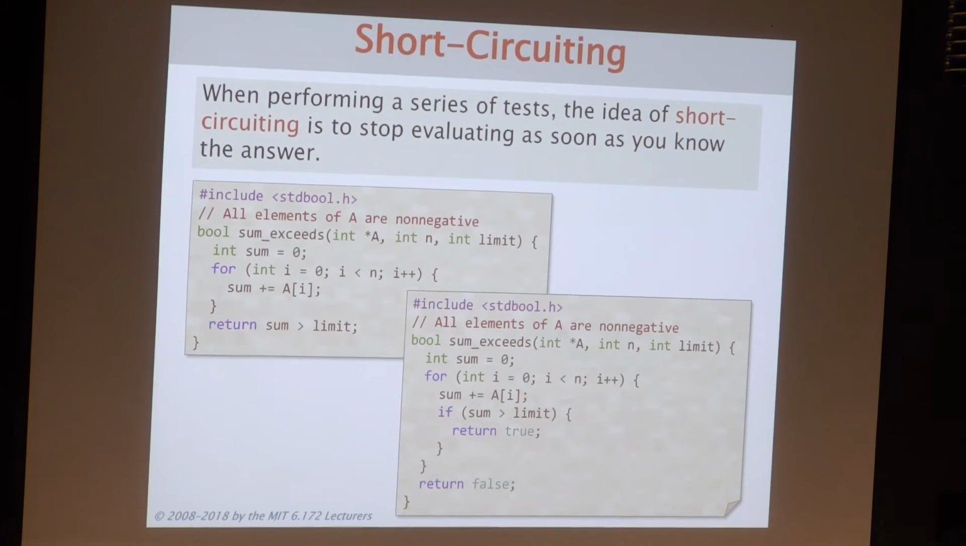But there's actually a better way to do this. The idea here is that once you know the partial sum exceeds the limit that you're testing against, then you can just return true. Because at that point, you know that the sum of the elements in the array will exceed the limit, because all of the elements in the array are non-negative. And if you get all the way to the end of this for loop, that means you didn't exceed this limit, and you can just return false.